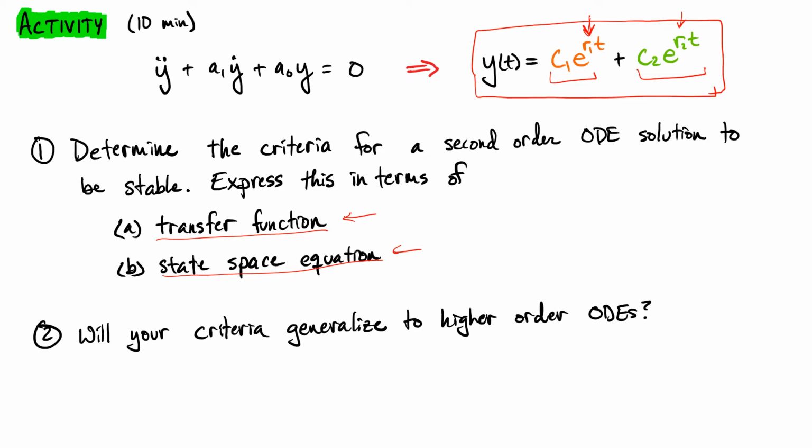Then think about whether this is something specific for the second order case or whether it will generalize. So again, go back to these past activities, look at where R1 and R2 came from, and precisely state what it means for the solution Y to be stable in terms of R1 and R2. Then articulate how R1 and R2 appear in the transfer function and in the state space equation of the system. So go ahead and press pause and try to come up with a phrase that expresses the criteria for stability.